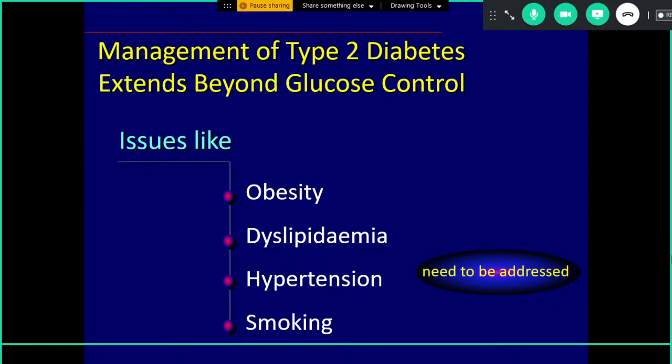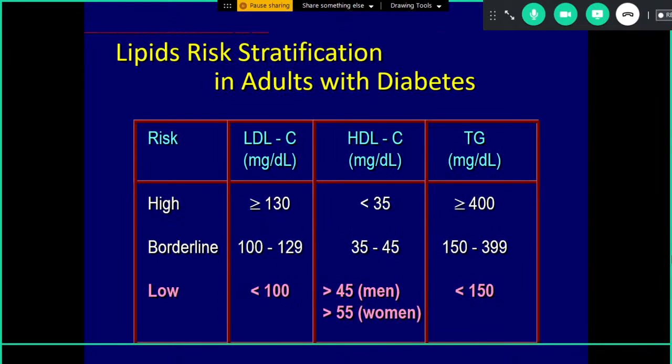So the important thing is management of type 2 diabetes involves addressing obesity, addressing lipids, addressing hypertension, and tobacco, right? So it's not that you can focus on glucose but allow blood pressure to remain uncontrolled and cholesterol to remain uncontrolled. That needs to be done. Similarly, an obese person must be encouraged to lose weight. Similarly, any form of tobacco consumption, smoking or smokeless, has to be immediately curtailed and stopped, right?